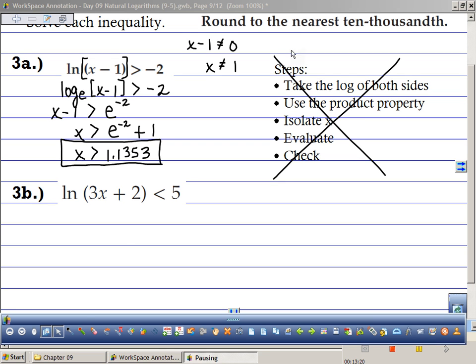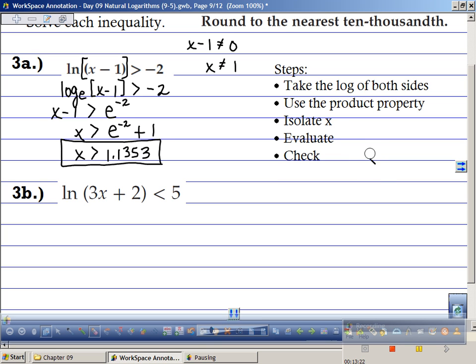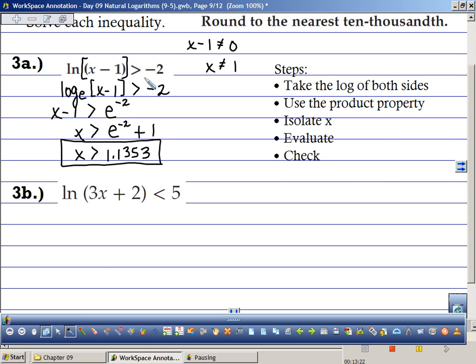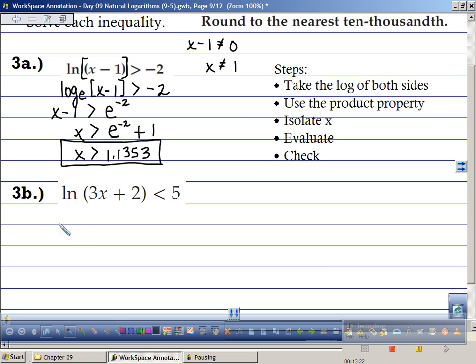Okay, so let's pay attention to these steps now. I showed you one way to do it. Here's another way you can do it. Remember how we did take the log of both sides sometimes? I'm going to take e to both sides. First, let's change this to logarithmic form. So this would be log base e of 3x plus 2, correct? Okay, everybody with me? All right.